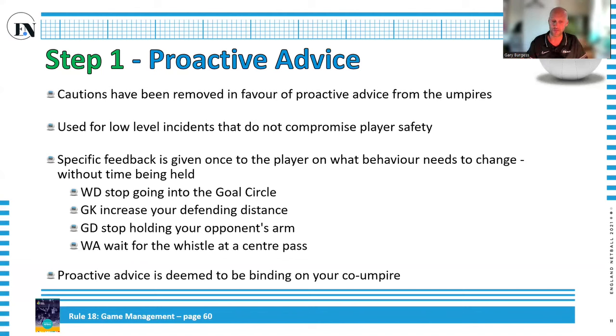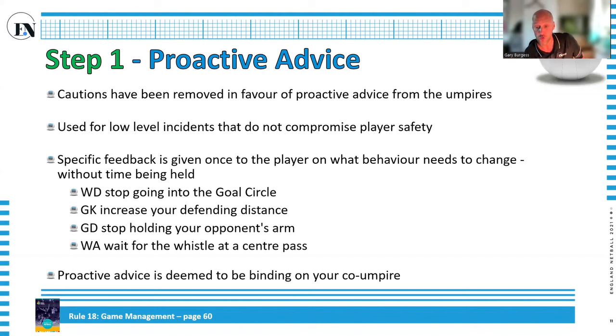Okay. Now, proactive advice is used for low-level incidents that do not compromise player safety. So you wouldn't give proactive advice. Again, I use this example all the time. If a player was knocked in the air, caused to fall and bang their head, you wouldn't say, goal defense, please don't do that again. Okay. You have to act on that because it's dangerous. Now, proactive advice is a specific set of feedback that is given that advises a player of the specific behavior that you want changed. Specific, okay? You have to say what you want them to change.